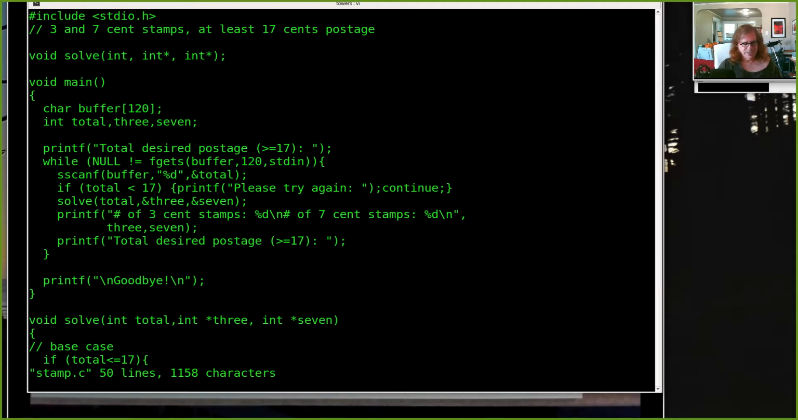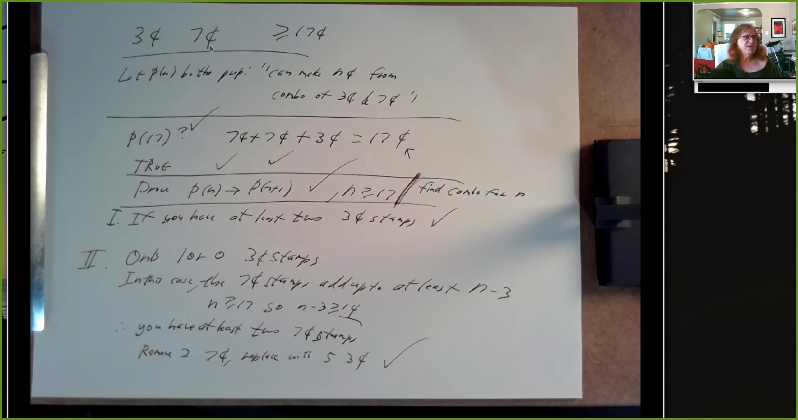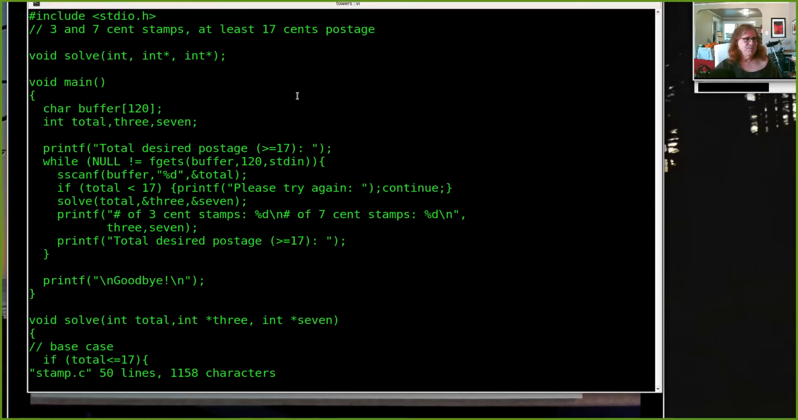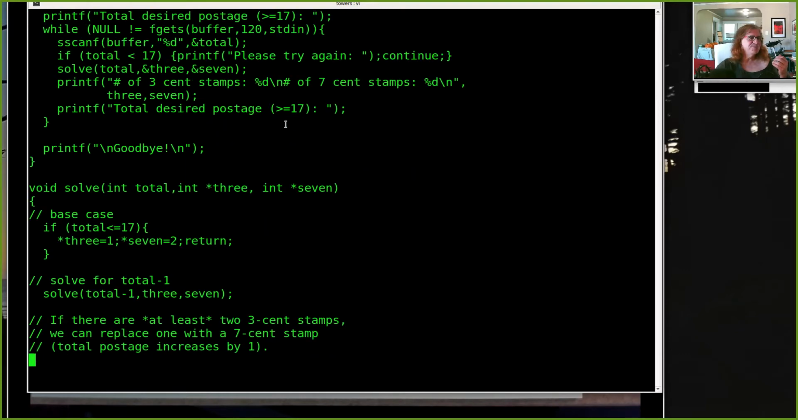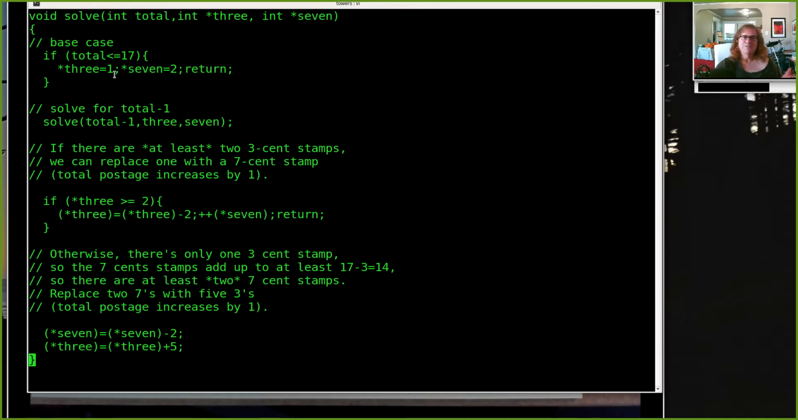Alright, so what's going on here? Well, we have an inductive proof that you can do this, that you can write some number bigger than or equal to 17 as the sums of 3s and 7s. We've taken that proof and used it to cobble together a function to give you a solution by mimicking the steps of that proof.